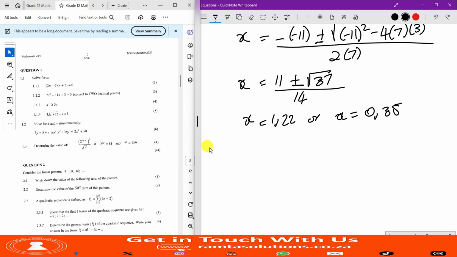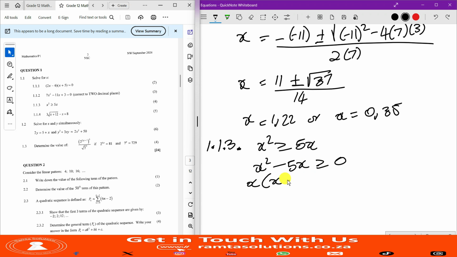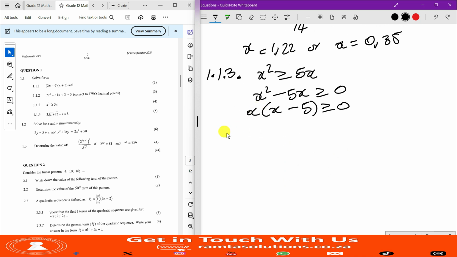Now let's go to 1.1.3. We have x squared is greater than or equal to 5x. You must put it in standard form, ax squared plus bx plus c. So it'll be x squared minus 5x is greater than or equal to 0. I see a common factor of x here, so we will be left with x(x minus 5) greater than or equal to 0.